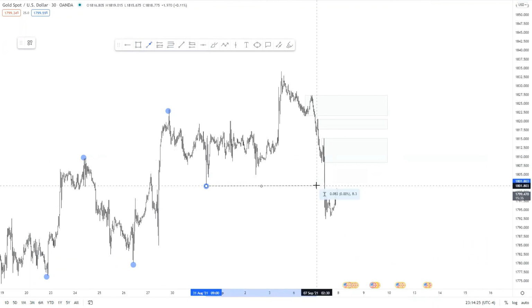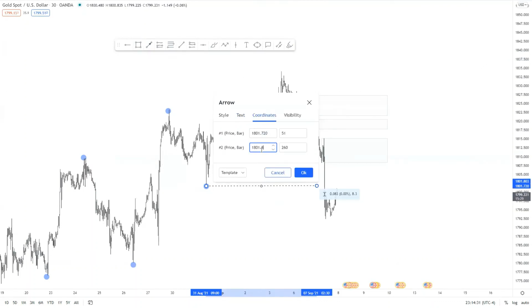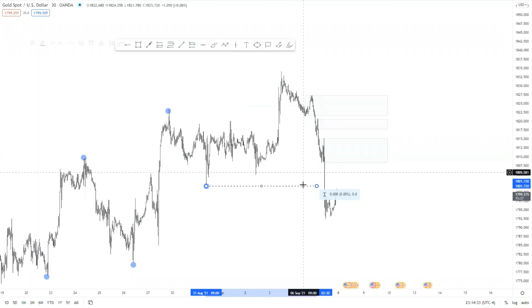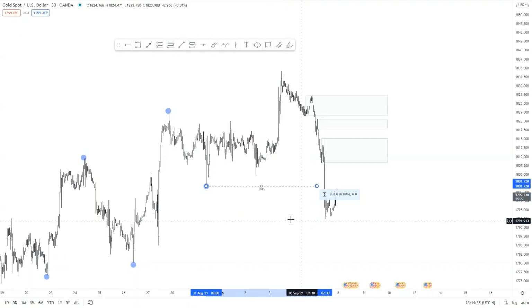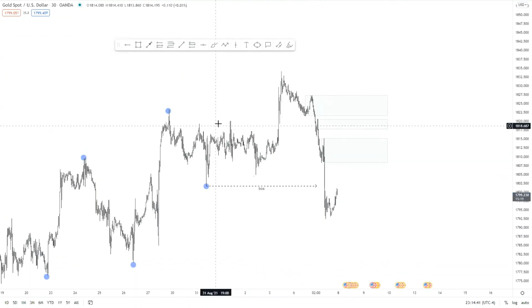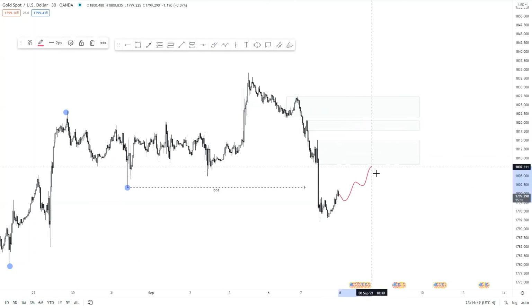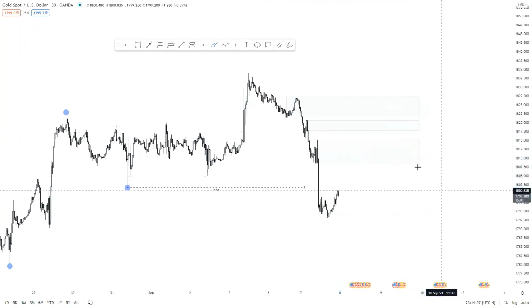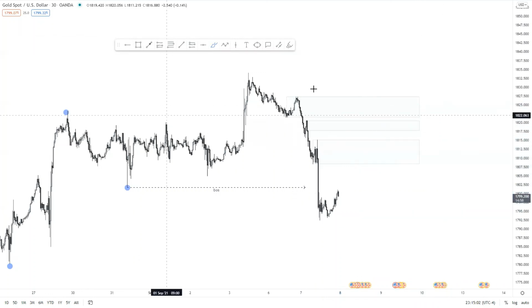BOS. Here's the structure. So let me fix this. There's our BOS. So here's our leg. So we found our structure, we found our POIs, and now what's the last step? Last step, let's wait for this. BOS here. BOS here. Or BOS here. Those are the probable areas.